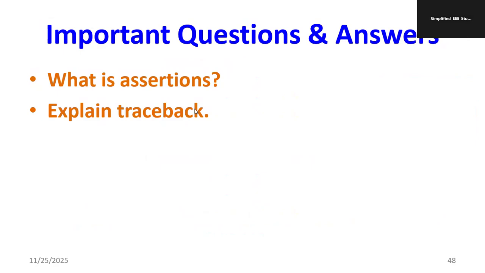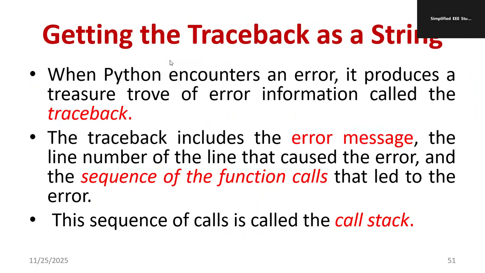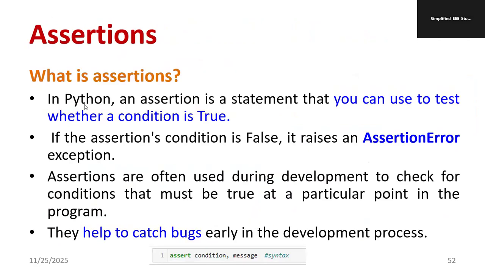So let me discuss the importance of assertion and traceback report. First of all, we'll discuss what is assertion. In Python, assertion is a statement. This is one of the standard statements, which is mainly used to check whether the given condition is true or not. If the assertion condition is false, it raises an assertion exception. So it is also one of the methods of handling the exception.